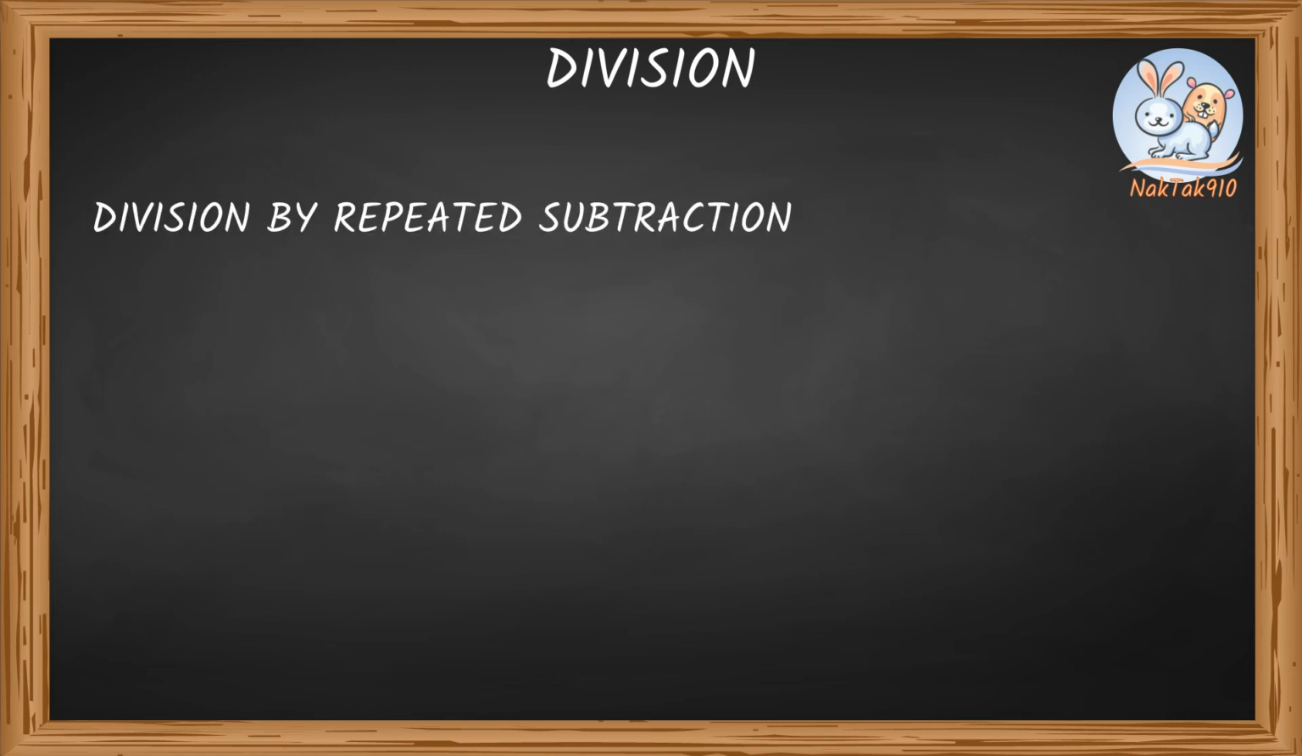Division by repeated subtraction. Say 100 divided by 25 equals what? That means how many times is 25 multiplied to get to 100? For that, let's repeatedly subtract 25 from 100 until we get to 0.